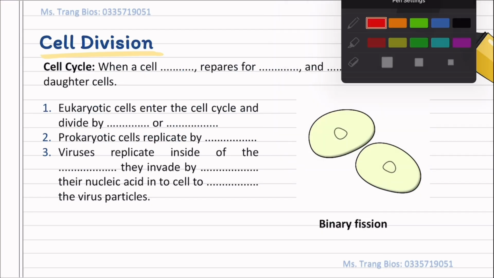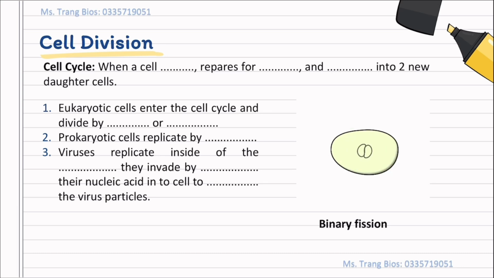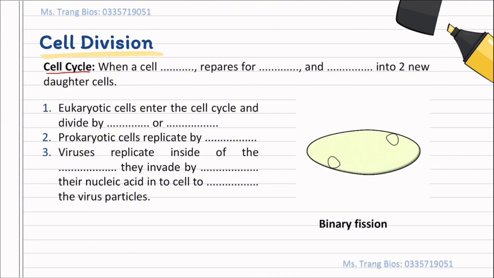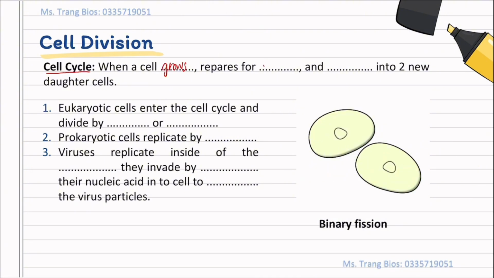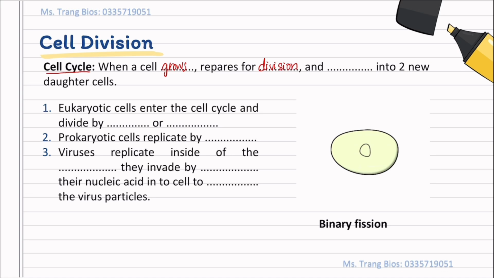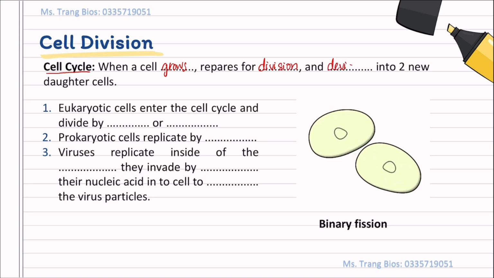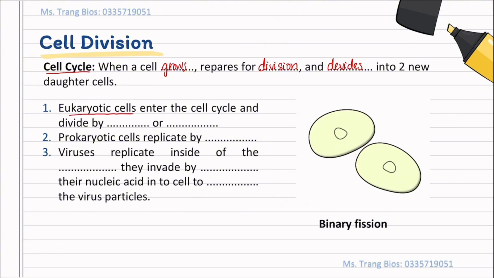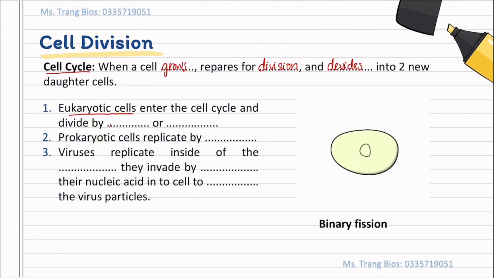And today we will learn about cell division. And you know, every cell has a cell cycle. It's when the cell grows and prepares for division and divides into new daughter cells. Eukaryotic cells enter the cell cycle and divide by mitosis or meiosis.